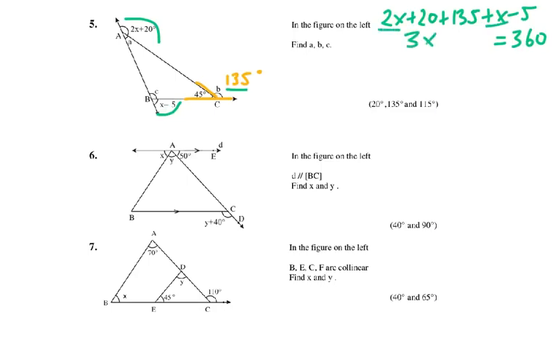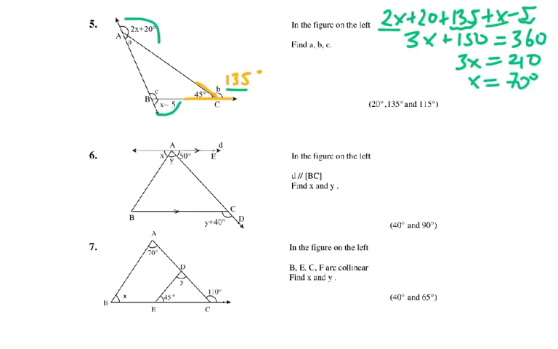That's going to give us 3x. Adding up all this, well, that's 130 when we subtract 5. So 100 plus 150. Subtract that from both sides, and we get 210. Dividing by 3 gives us 70 degrees for x.